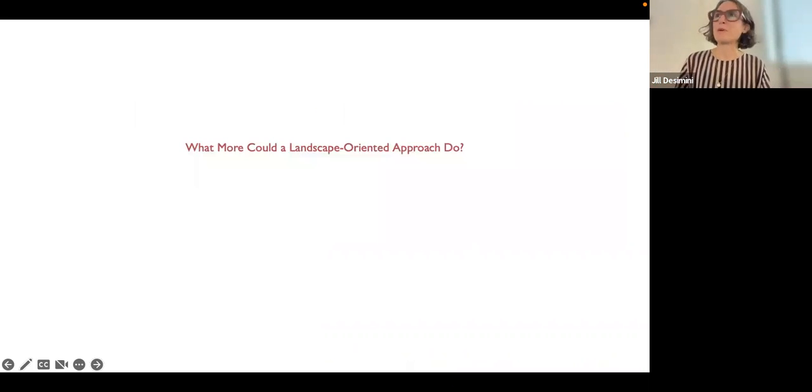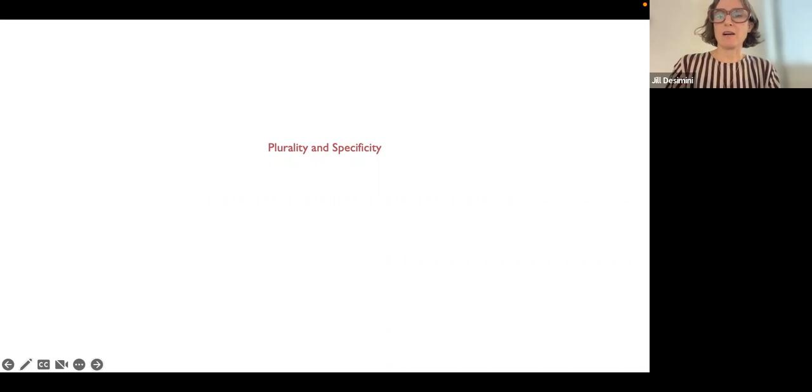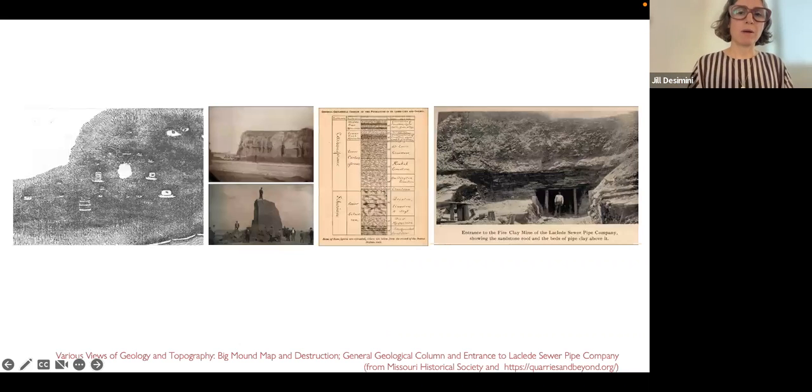I think I'm speaking to people who know more about this than I do, but I'm asking again, what more could a landscape-oriented approach do? So in the book, I'm arguing for the consideration of a longer time frame and a halt to the singular, unidirectional notion of growth and progress, as I said. I'm diving deep and wide. On the one hand, I want plurality, but on the other hand, I want it to be specific. So how do you think about the deep and the wide at the same time?